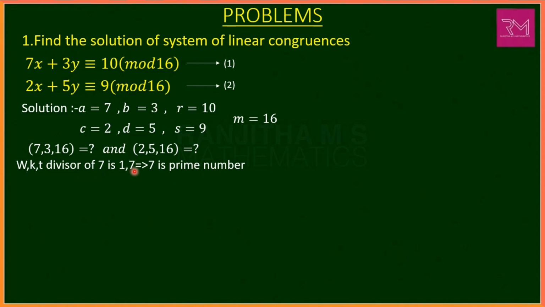So the divisors of 7 are 1 and 7 itself. Similarly, you have to find the divisors of 3. Here the divisors of 3 are 1 and 3. This is because 3 is a prime number, so the divisors are 1 and the number itself.